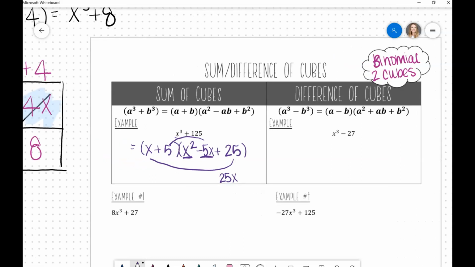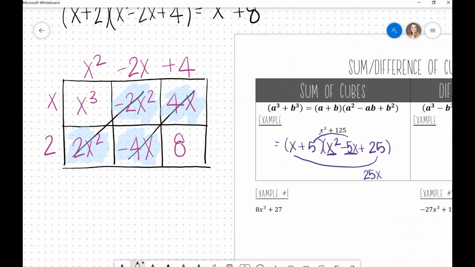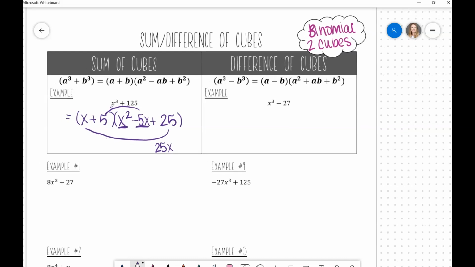Now, if we were to use the area model like we did over here, we would expect some terms to cancel and go back to x cubed plus 125. Same idea here. This time we're just subtracting, so it'll change our signs a little bit. How we start it, cube root of x is x. Cube root of 27 is 3. And we make it a negative since it's a difference now. When we go to multiply, I know I need to multiply x squared by x to get x cubed.